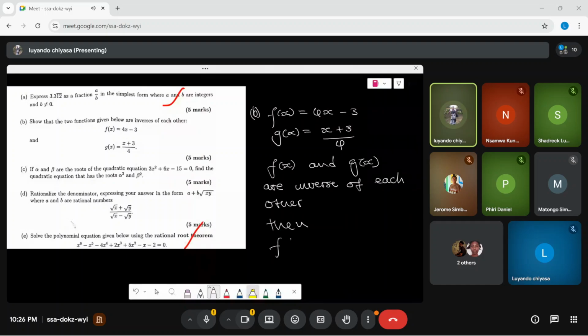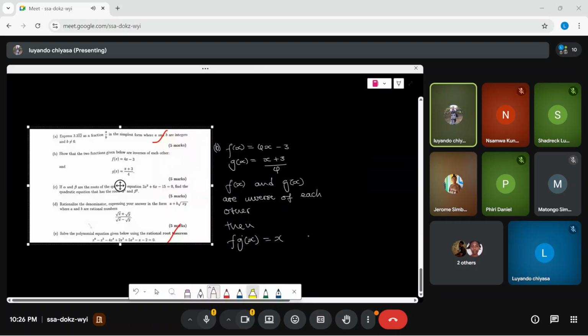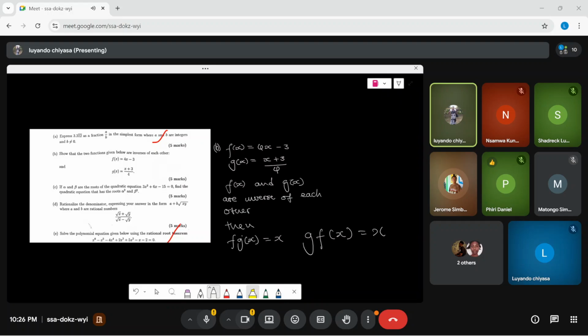f of g of x is equal to x, right? And g of f of x is also equal to x. So that means that these functions are inverse of each other. So what we need to do is we need to show that f of g of x is equal to x and g of f of x is equal to x.